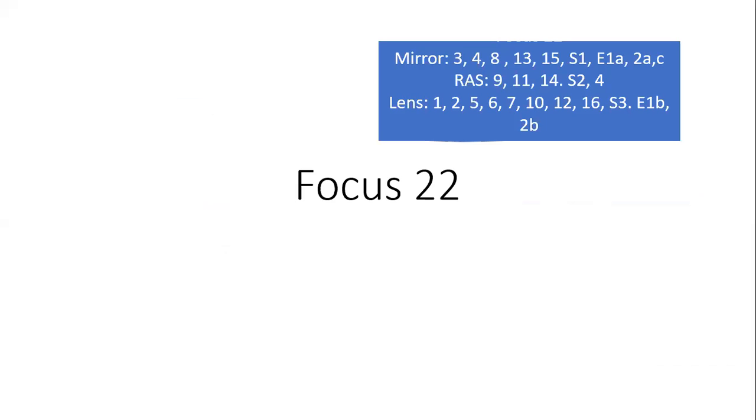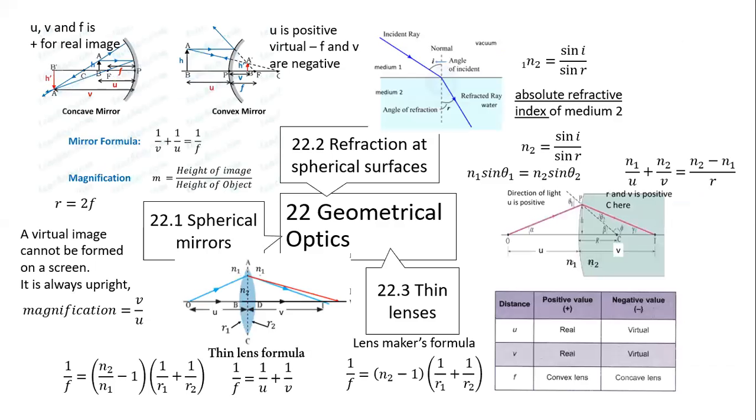Can see? Okay. Basically, this one summarized for you. What are the things that you need to know? Chapter 22, focus 22. Okay.